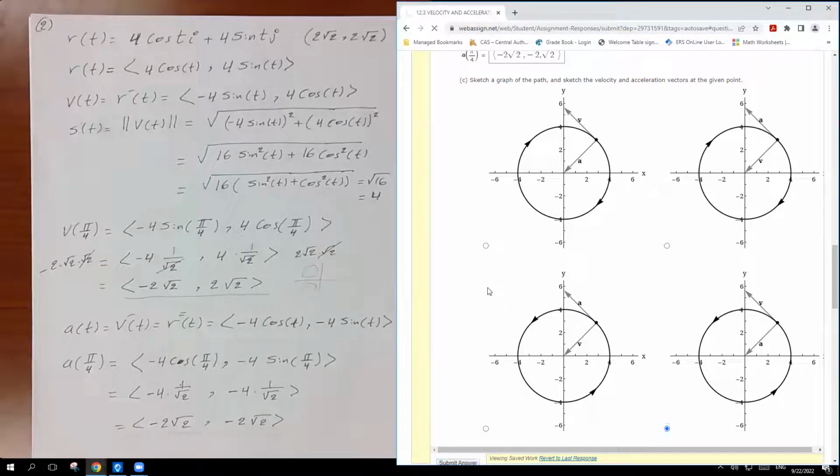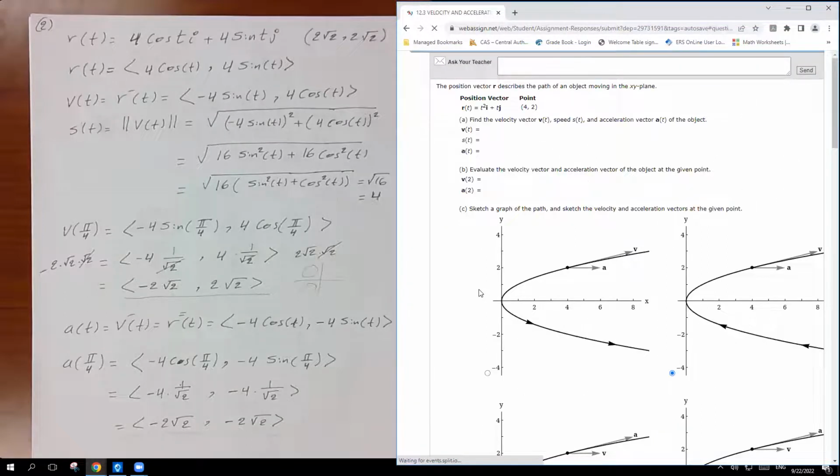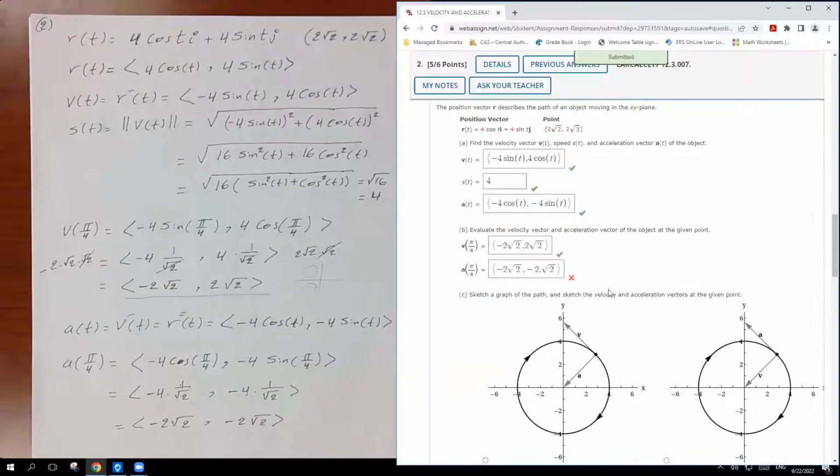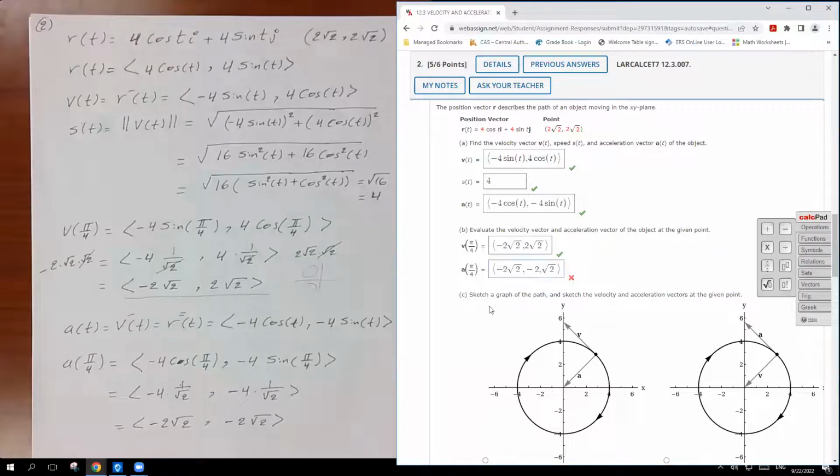Check. That's it for this one. That's the wrong thing with this one. Let's check that. I put an extra comma here, so that's why it's wrong.